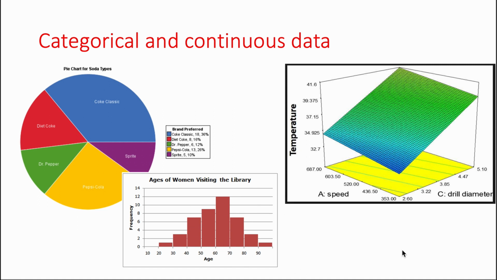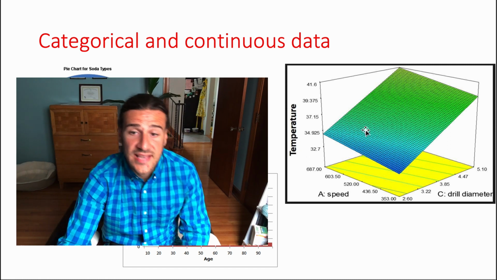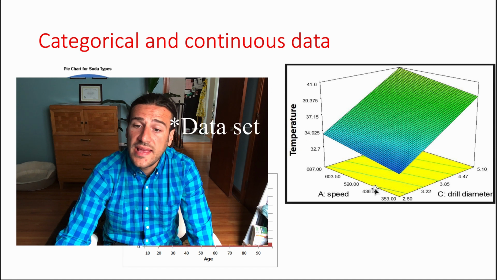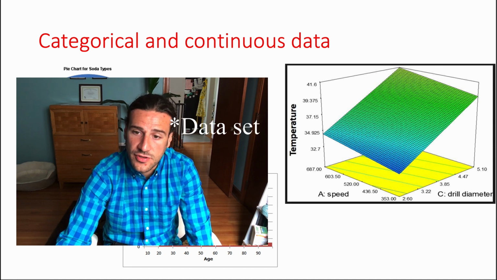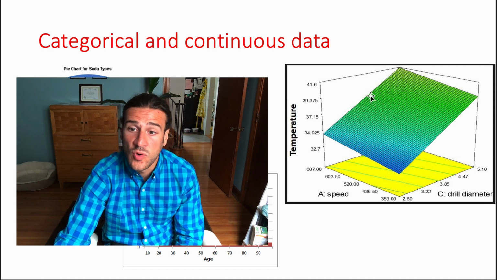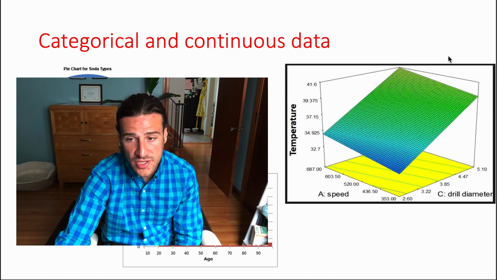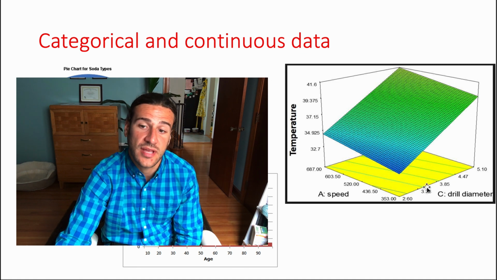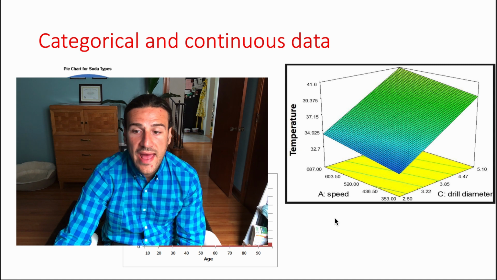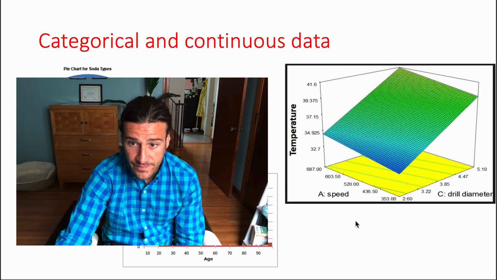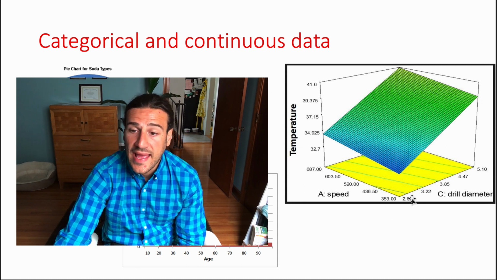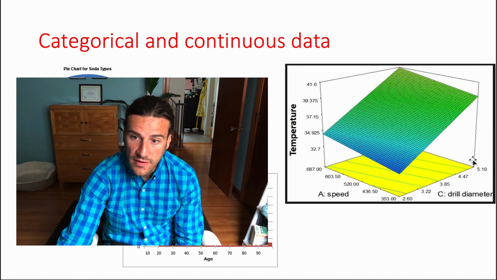A great example of a continuous data plot is this figure to the right. There is a lot going on here. I probably should have started off with a simpler figure, but I really do like the three-dimensional characteristic of these data. So here we have a drill bit, and we have the speed of the drill bit and the diameter of the drill bit.